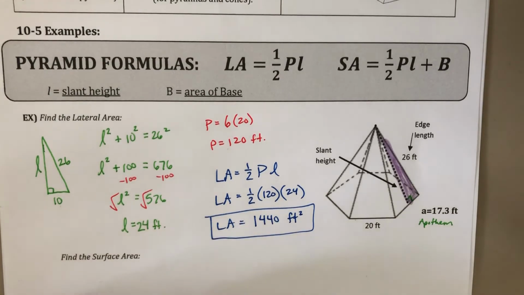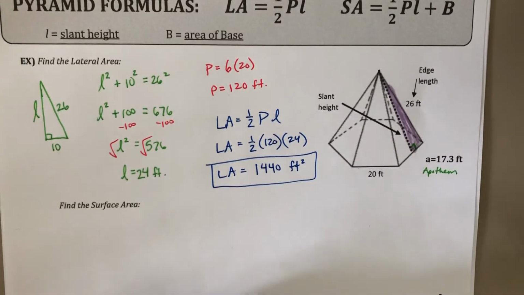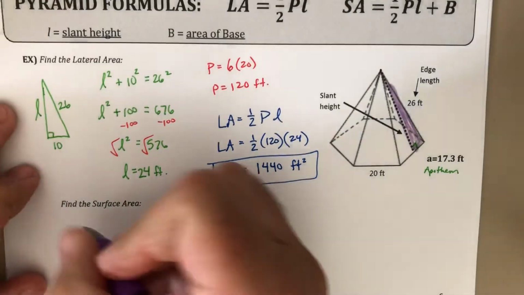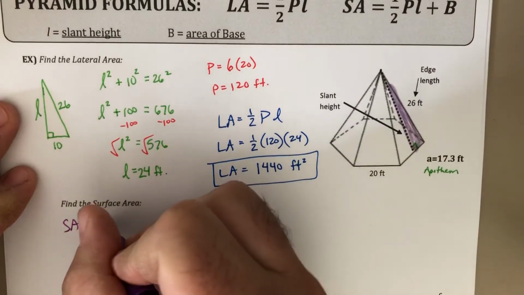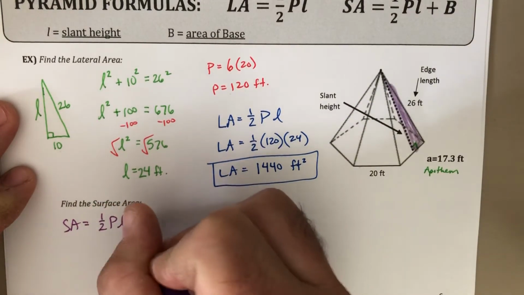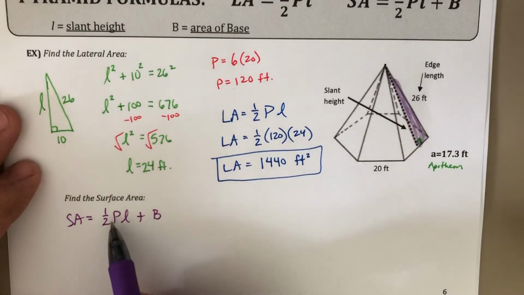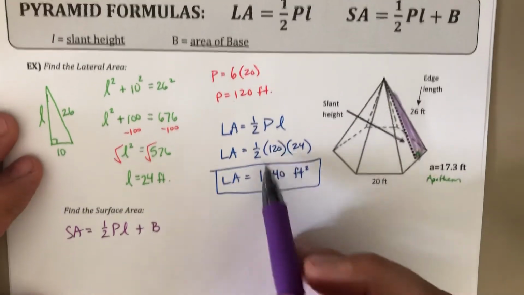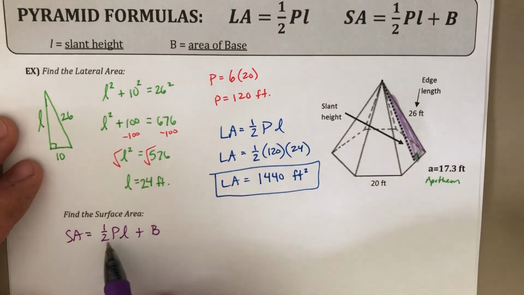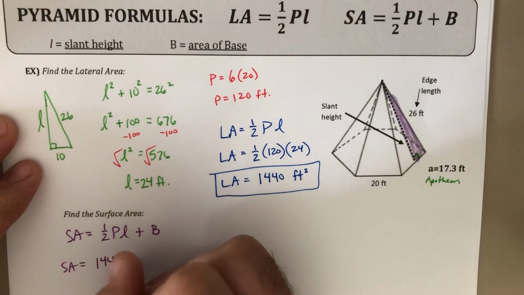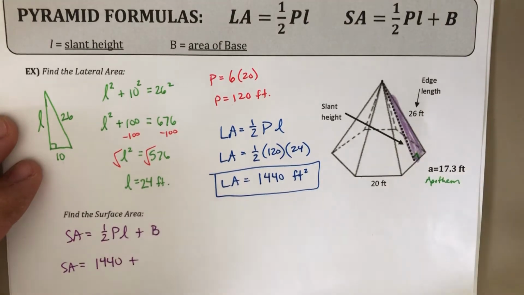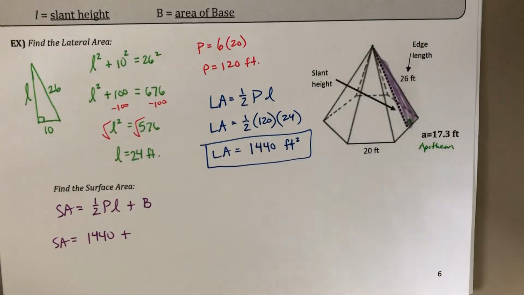Okay. All right, so let's move on to surface area. So getting the surface area, let me write the formula out real quick. Surface area is 1/2 PL plus capital B. But again, 1/2 PL, that is lateral area. That's what we just found, right? 1/2 PL. So we already know that. It's the 1,440. We just need to add in capital B.